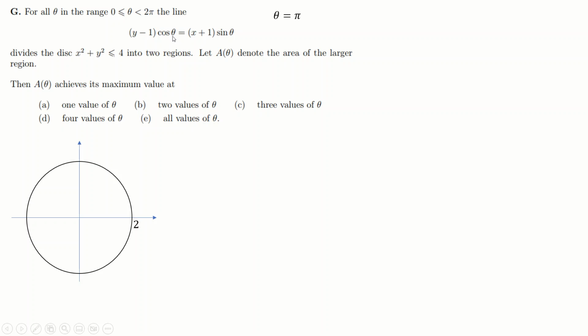Cos of pi is -1, sine of pi is 0, so we get this, which turns into this, which I can put down there. And now what this is saying is, let A of theta denote the area of the larger region. So there are two regions here, this one down here and this one here. A of theta is the larger one. And it's asking us how many times does A of theta reach a maximum.